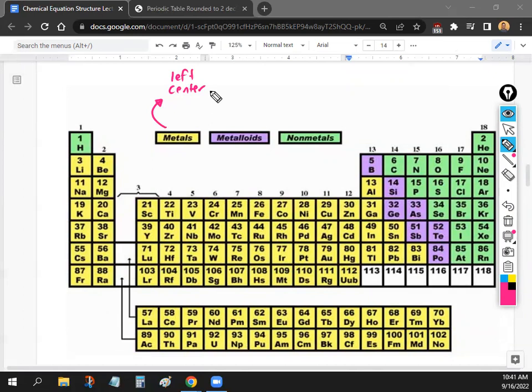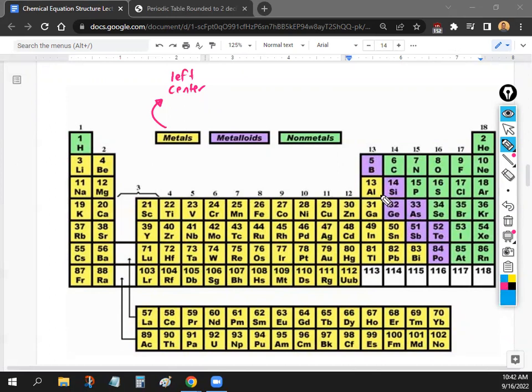If you have your own personal periodic table, I think I gave them out the first day, I had a stack of them. You can label them if you want to, and I'll have another stack of periodic tables up here if you want your own personal one for your use. But metals are going to be at the center and the left.